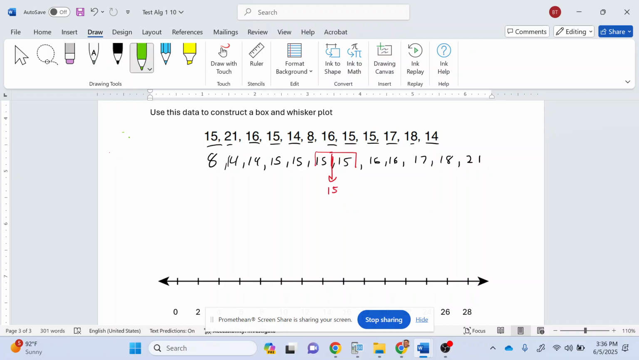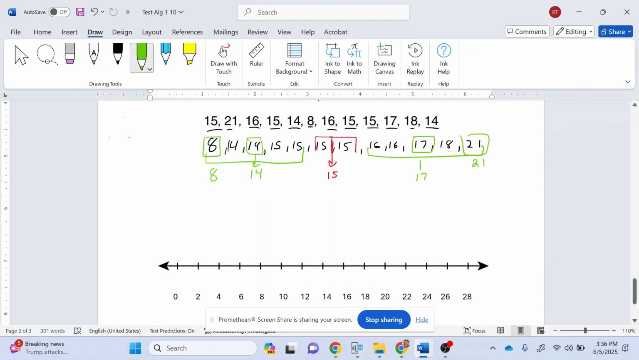Sure. All right. In this one, 8, 14, 14, 15, 15. I need the middle of this thing. The middle of this thing happens to be 14. And then I need the middle of the top half. That's my upper quartile. The middle of the upper quartile is 17. You don't count the two 15s you use for the middle. Then you need your max and your min, which is pretty easy to see. It's going to be 8 and 21.